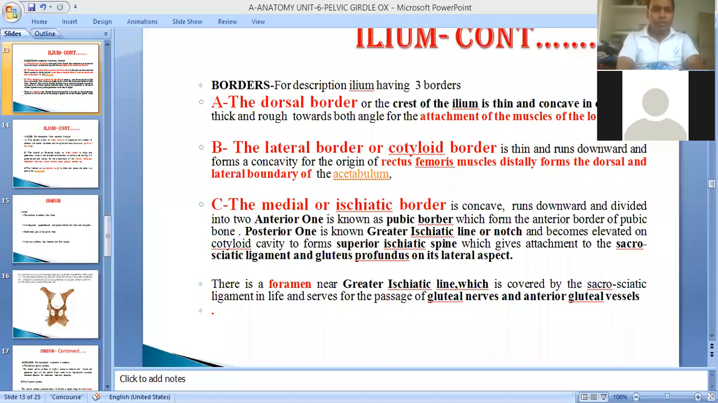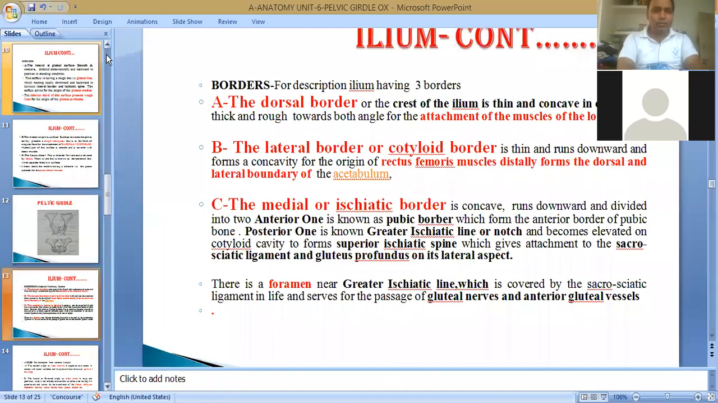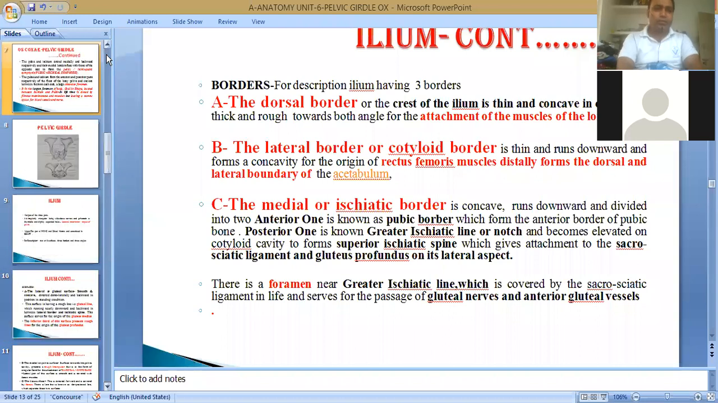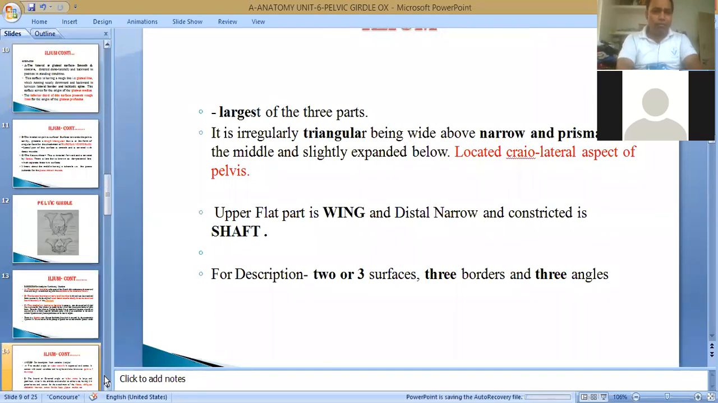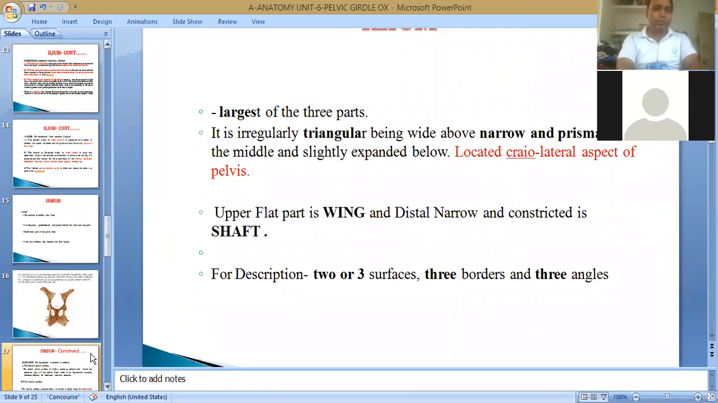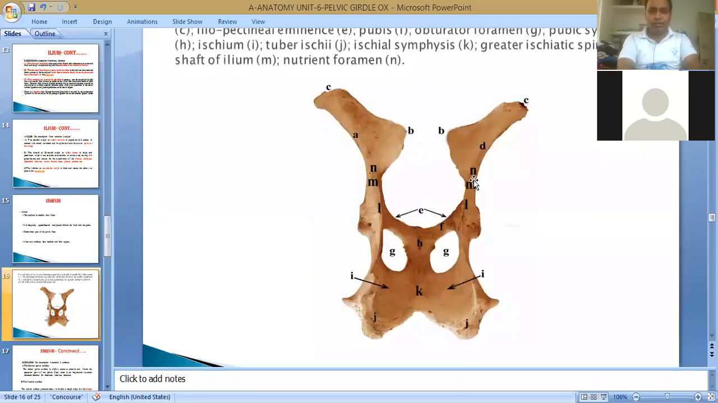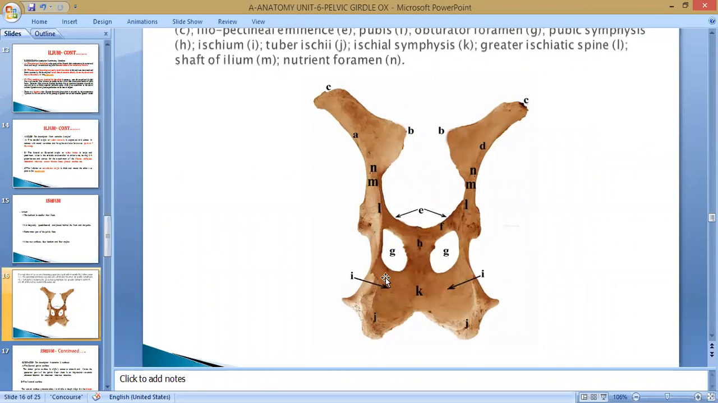So in this ischium, we have completed the two surfaces, four borders and four angles. Because it is a quadrilateral bone, the ischium indicates quadrilateral, meaning four angles, four borders, and two surfaces. The two surfaces are the lateral surface and, behind that, the medial surface. The four borders are the anterior border, the lateral border, the posterior border from here to here, and the medial border.